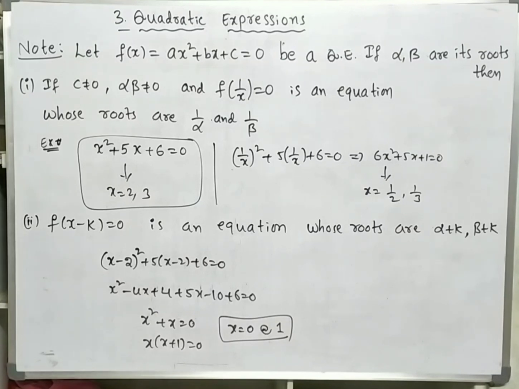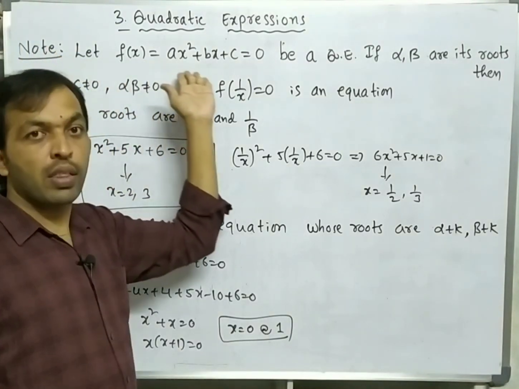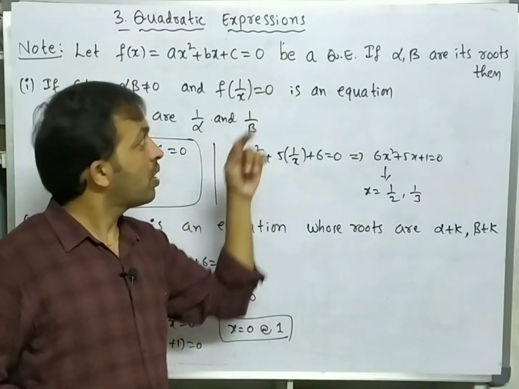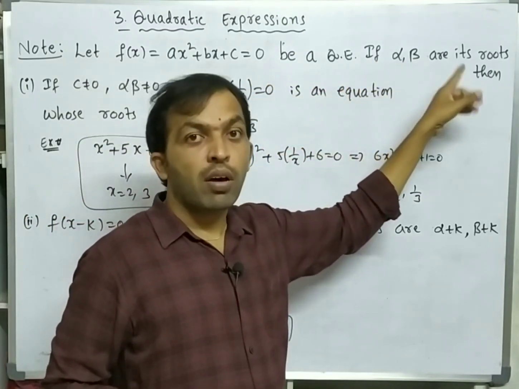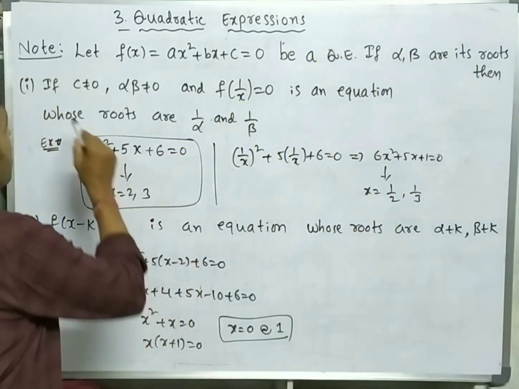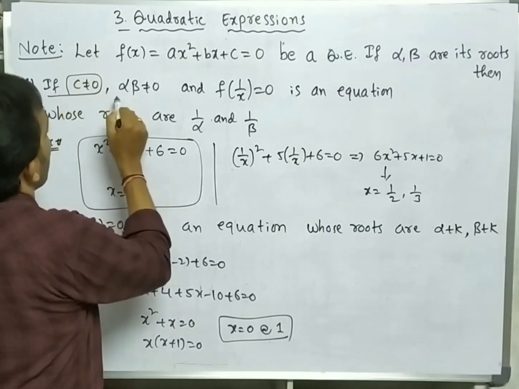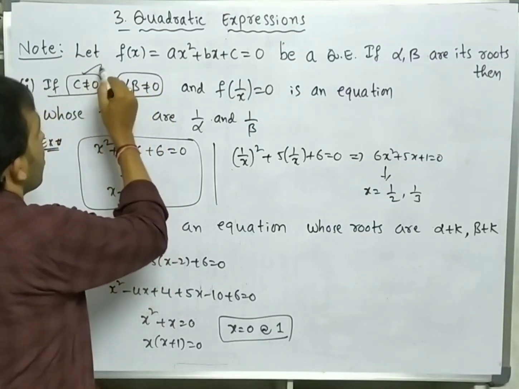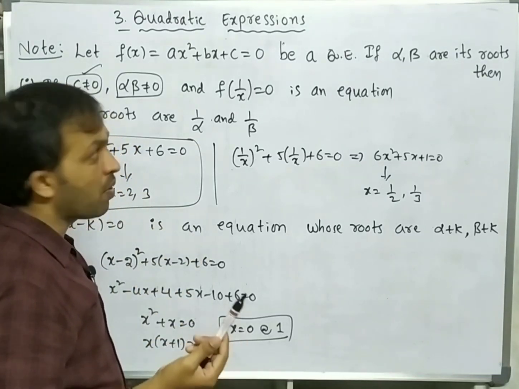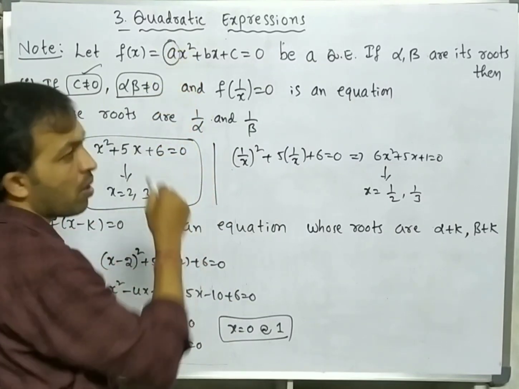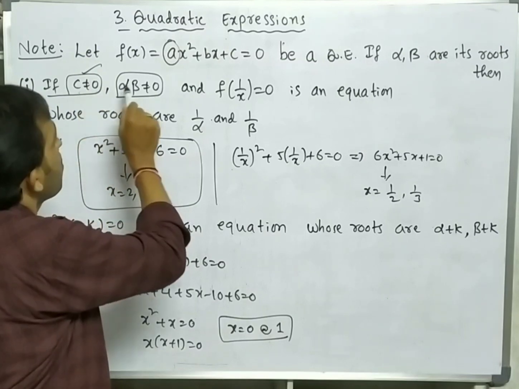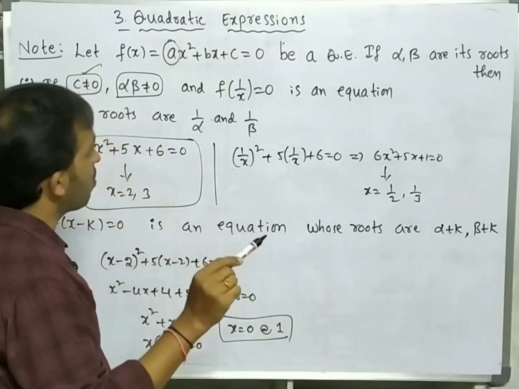Next, some notes. Let f of x equal ax square plus bx plus c equal to 0 be a quadratic equation, and alpha, beta are the roots of this quadratic equation. The first condition: if c is not equal to 0, then alpha beta is not equal to 0, as the product of the roots is not zero. Already a must be not equal to 0, as it is a quadratic equation, and c not equal to 0 means alpha beta equals c by a, which is not equal to 0.